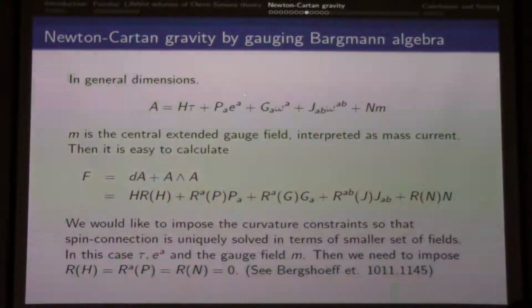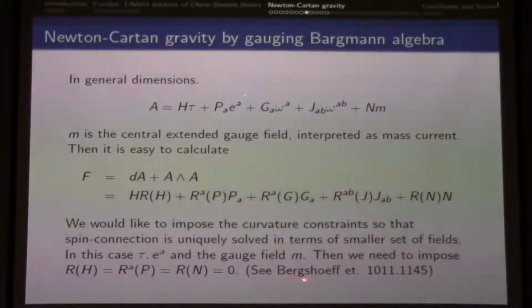Okay, so what can we do to get Newton-Cartan gravity by gauging a Bargmann algebra? What we usually do is take a gauge field taking values in the algebra, and for each algebra generator I assign a gauge field. I call these the time-like vielbein, the space-like vielbein, the spin connection, and a possible U(1) gauge field. So I can again write down the field strength tensor.